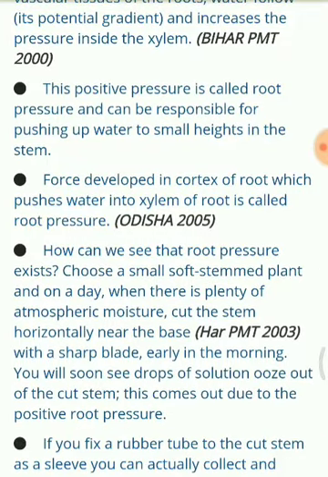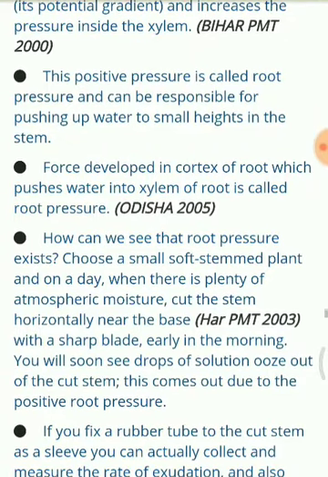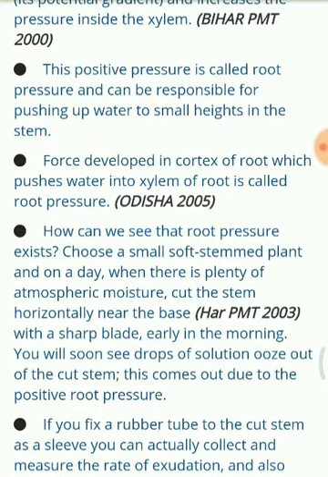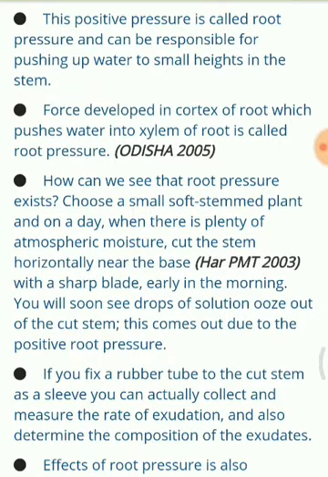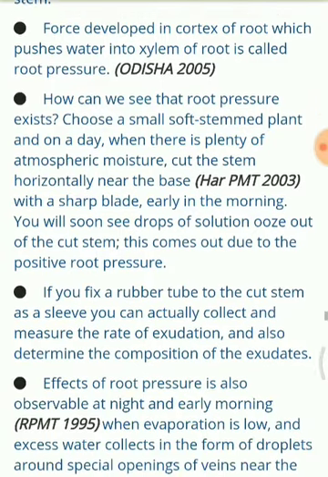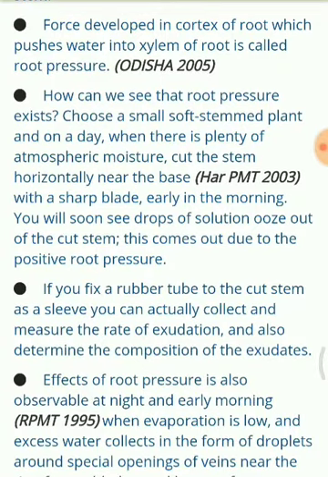How can we see that root pressure exists? Choose a small soft stem plant, and on a day when there is plenty of atmospheric moisture, cut the stem horizontally near the base with a sharp blade early in the morning. You will soon see drops of solution oozing out of the stem cut. This comes out due to the positive root pressure. If you fix a rubber tube to the cut stem as a sleeve, you can actually measure the rate of exudation and also determine the composition of exudates.